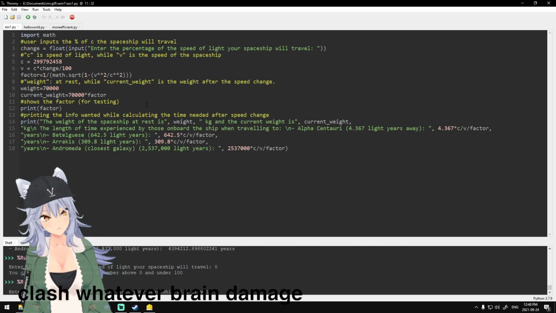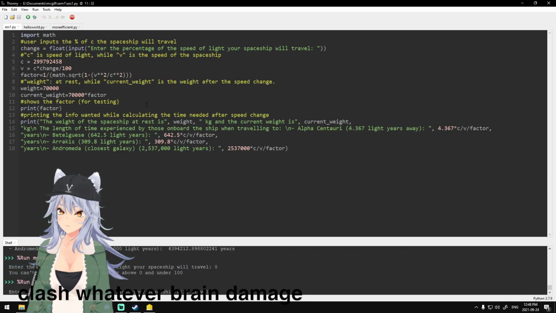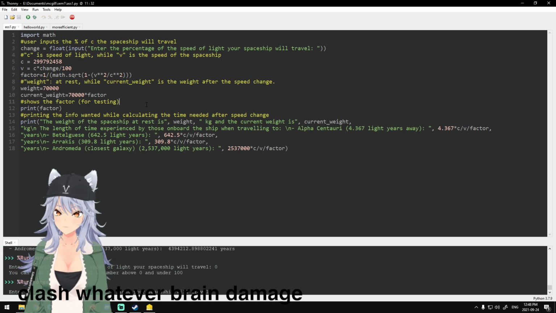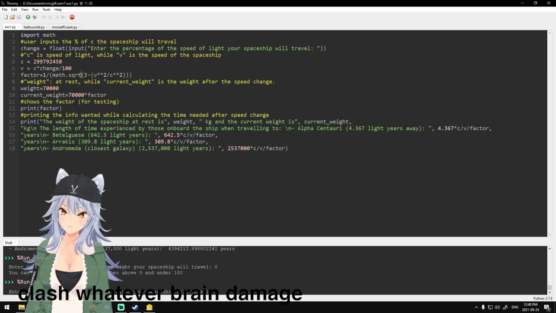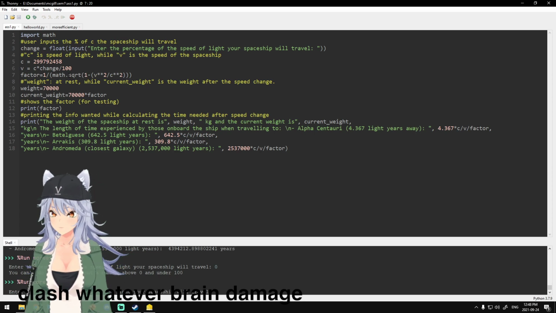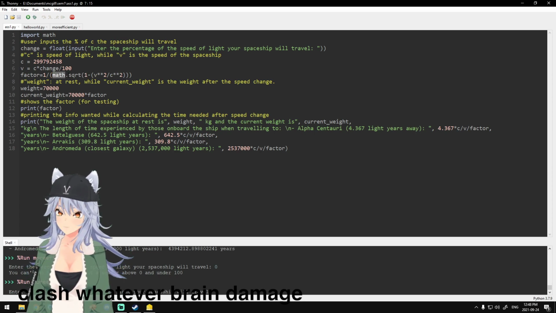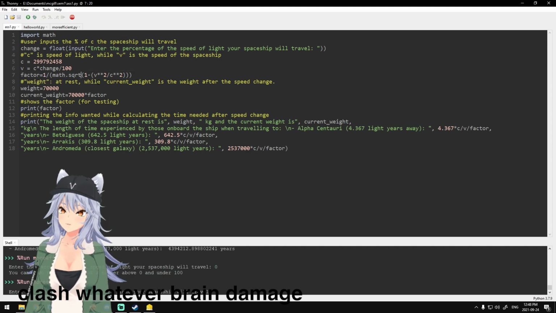Okay, so how are we going to do this? Well, step number 1, import math. Always import math. Never forget to import math. Very important. If you don't import math, Python cannot do math. So like square roots and stuff here, we have to call math to do the square root here.